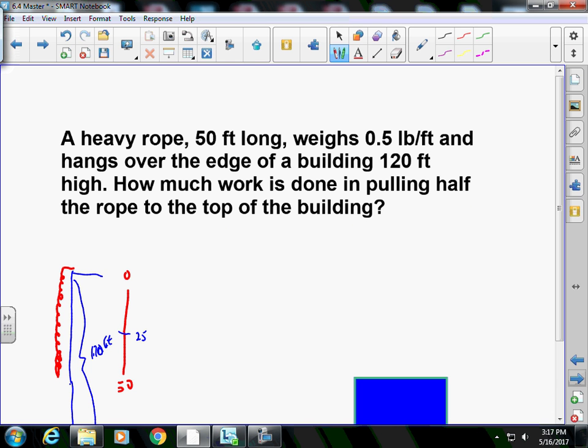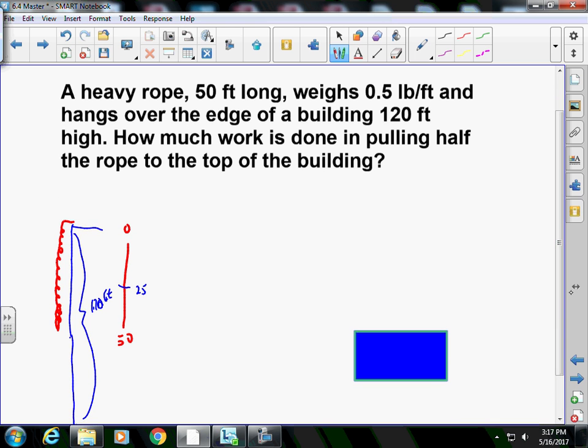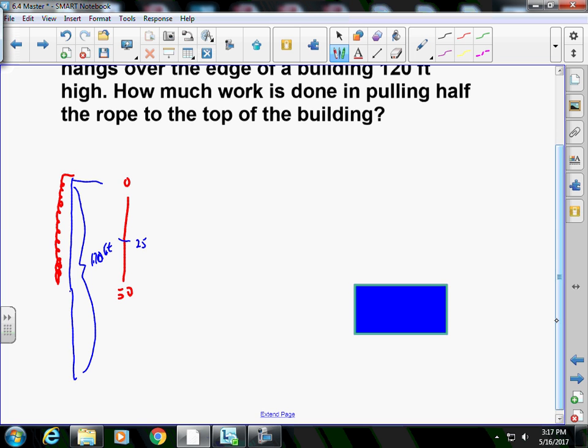So here's another problem. It says, look, I have a heavy rope. It's 50 feet long and it weighs 0.5 pounds per foot. So there's a weight per foot. It hangs over the edge of a building. It's 120 feet tall. So I drew it out. I have a 120-foot building. My rope is from 0 to 50. And I'm choosing to make it oriented so that 0 starts at the top and I go down to 50.